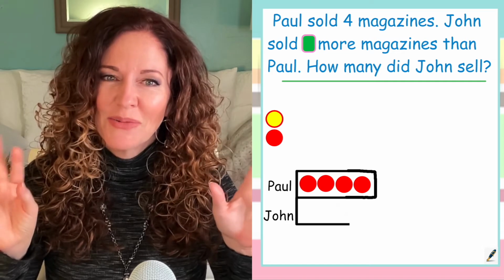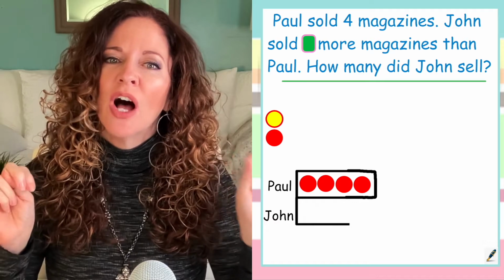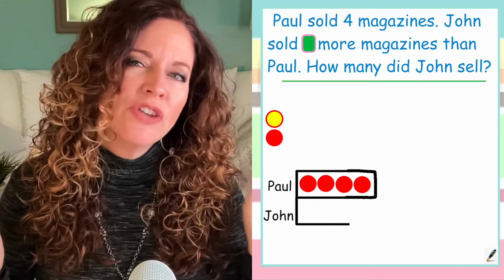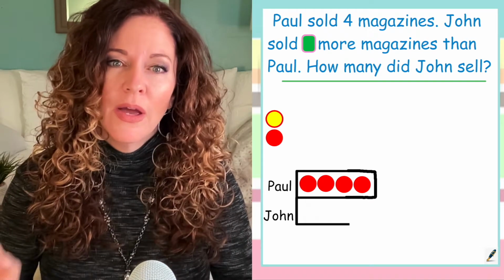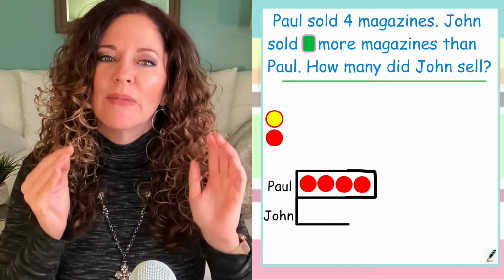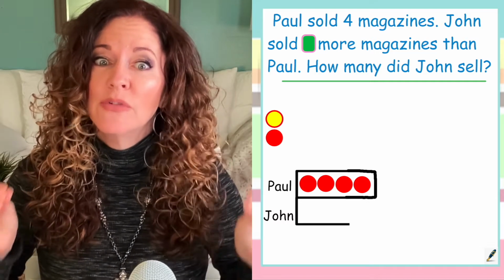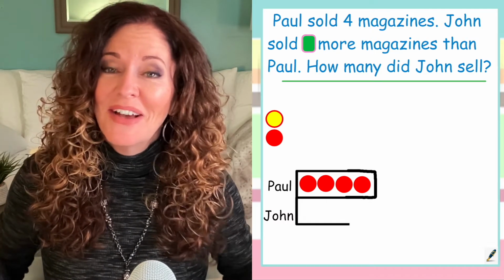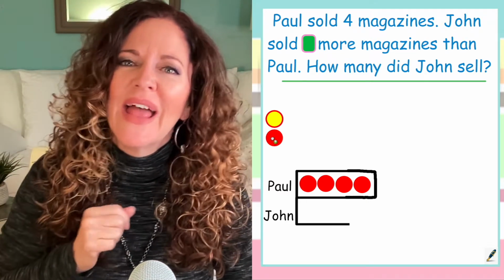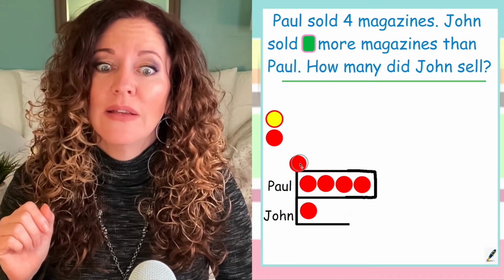Now, here's what I want to show you though. This might feel a little weird at first. It says that John sold blank more than Paul. If I know John sold more than Paul, before I worry about all those extra ones that he sold, let's think about what we know he has in common with Paul. If Paul sold 4, then we know John also sold at least 4 because he sold even more. So before we even move on to that extra amount that he sold, let's go ahead and show that he sold at least 4 too.